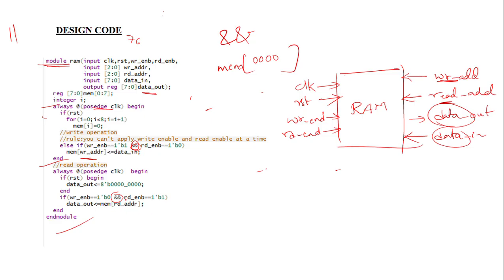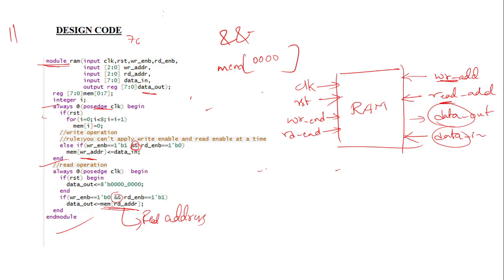Whenever both the conditions are true, only then the statements inside the if block will be executed. So what are you writing? Mem of read address. Whatever the data at the particular location, which is set by the read address, that data is taken by the user. So data out is our output. The read operation result will be given to the output, followed by endmodule. So this is our design code.